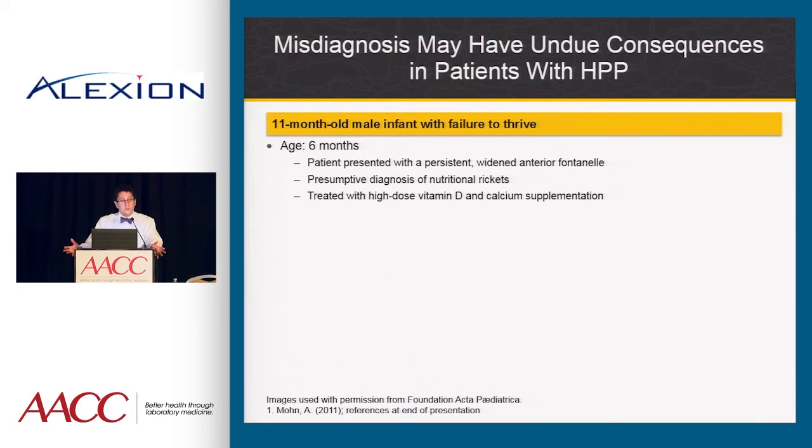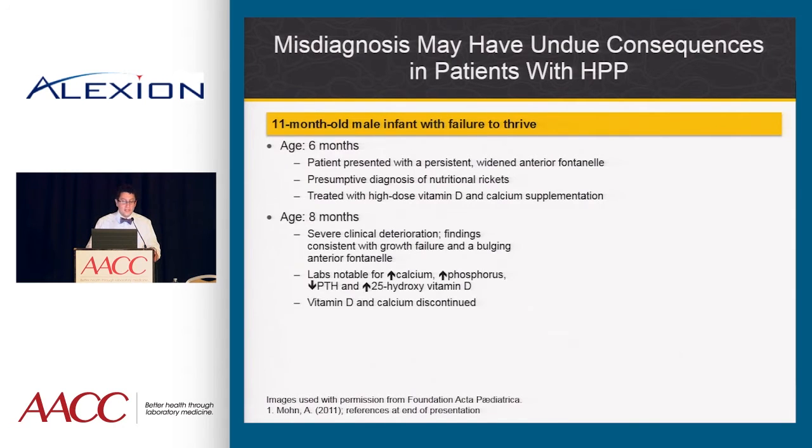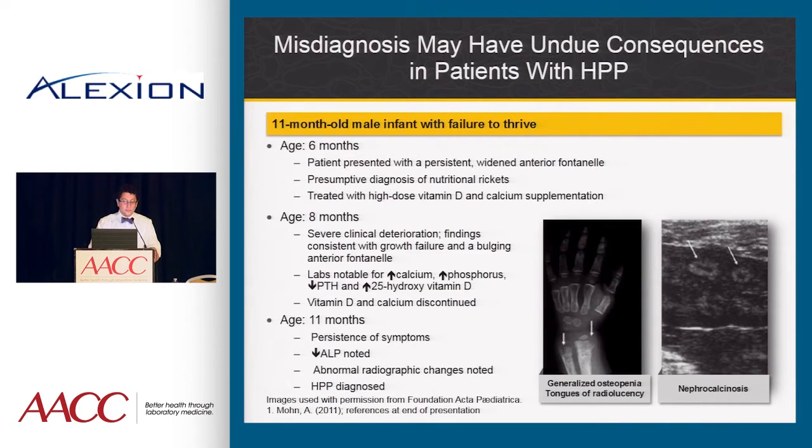So here we are in a situation where that calcium is not able to be utilized, and what do we do? We tell the body, here's some more vitamin D, here's calcium, absorb more calcium. What's going to happen? You're not going to get that calcium into bone without the actions of alkaline phosphatase. And so what happens? The baby had severe clinical deterioration due to hypercalcemia and hyperphosphatemia. They stopped the vitamin D and calcium. There was a persistence of symptoms.